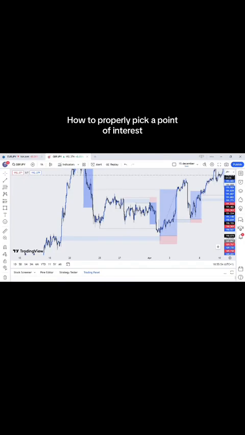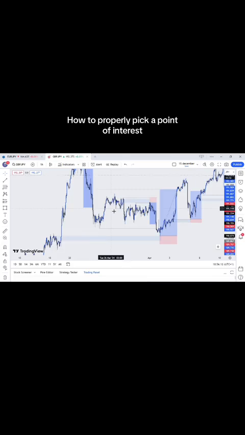Today I want to teach you guys how to properly pick a point of interest, be it order blocks, fair value gaps, or breaker blocks. Those are the three major points of interest that I make use of when I'm trading.